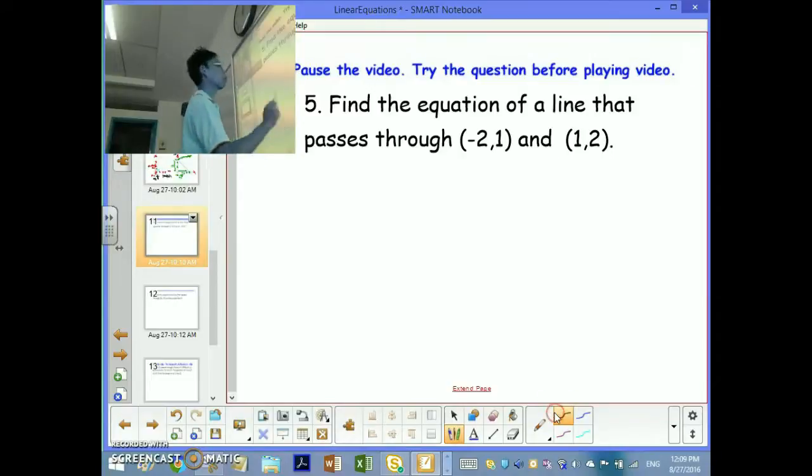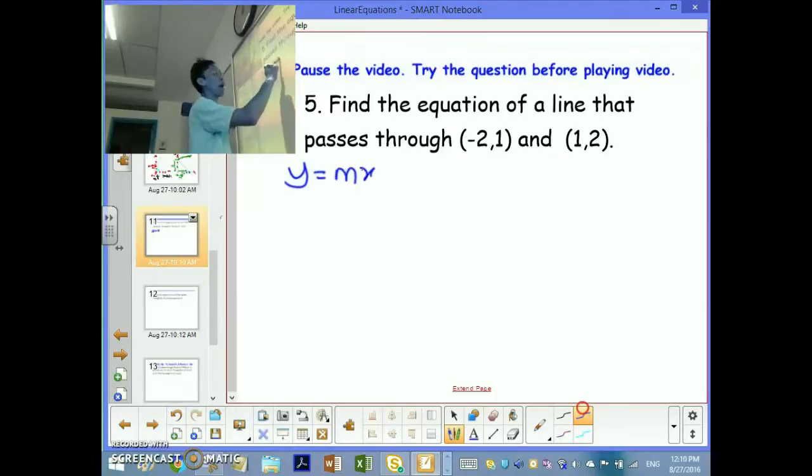Alright, for this particular question, we need the equation of the line. The equation of the line is y equal to mx plus c. That is, we need to know the gradient and the y-intercept. In this case, we see that we don't have the gradient nor the intercept given. But what we have is 2 points. So with 2 points, we can actually calculate the gradient.